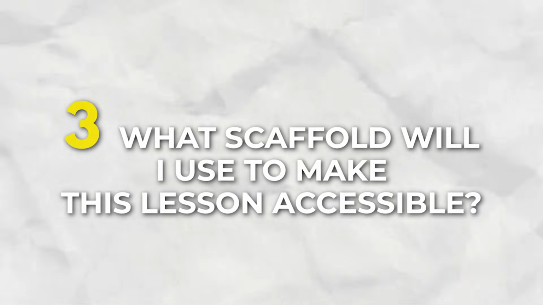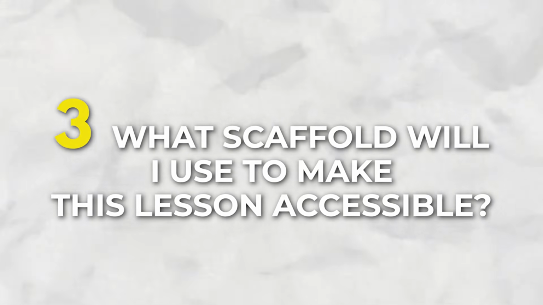So that's our second part of our GPS system. Remember, 3 questions to keep your lessons aligned this upcoming year. And then number 3 is, what scaffold will I use to make this lesson accessible? This is where we as ELL teachers shine. We know our students need supports, but the key is to choose one intentional scaffold for each lesson instead of trying to do them all at once.